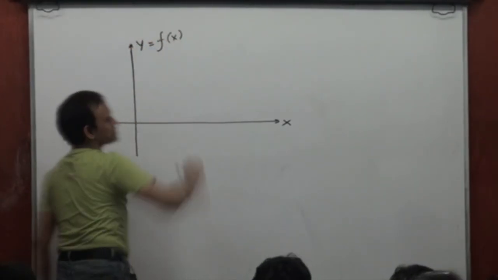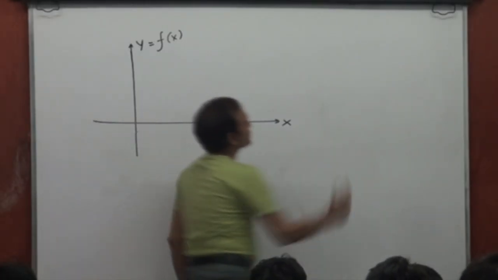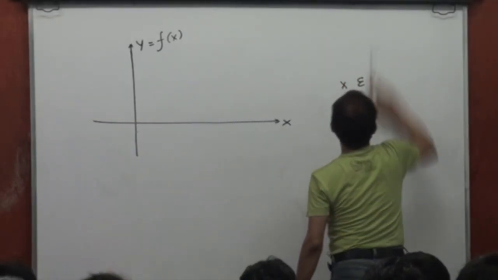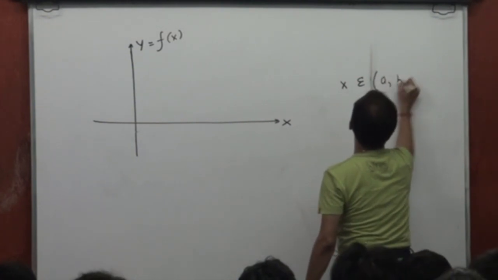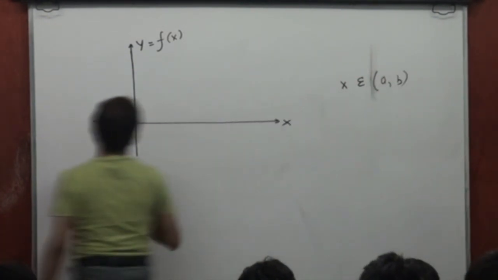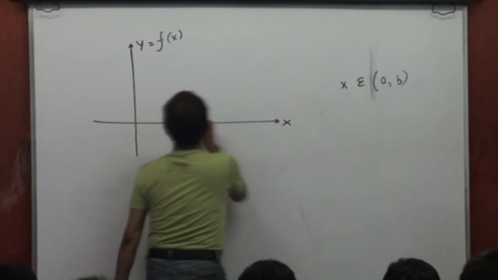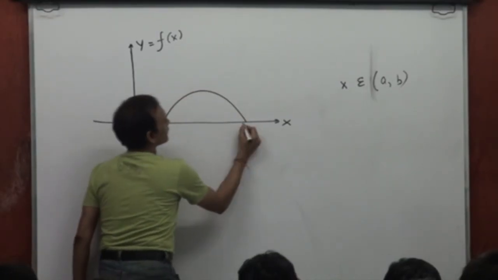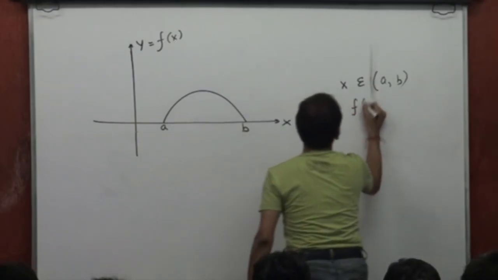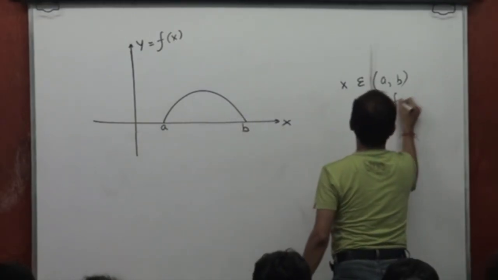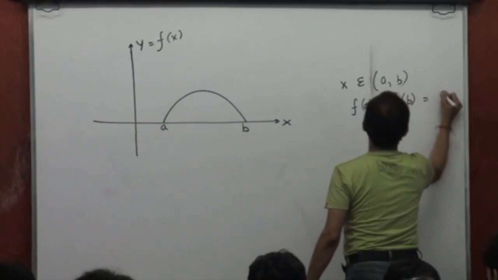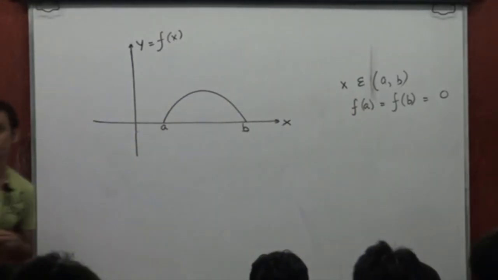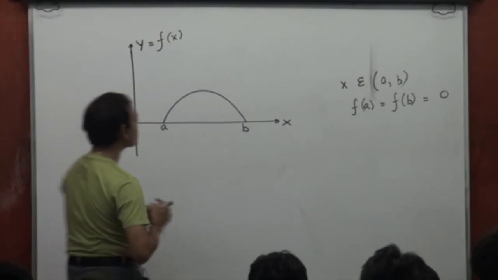Let's say this is a function y equal to f(x), continuous and differentiable in the interval a to b, and f(a) is f(b) is 0. The function vanishes at the endpoints of the interval.